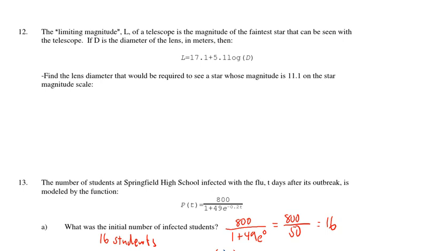Beautiful. All right, the first thing you're going to do on these problems is decide. I'm going to give you an equation with 2 variables and then a number to plug in, and you're going to make sure you read it carefully and plug the 11.1 in the correct place. 11.1 is the magnitude, L is the magnitude. So I'm plugging in 11.1 for L, and I'm trying to find D. It says find the diameter, so I'm finding D.